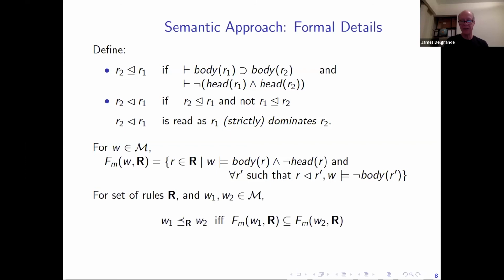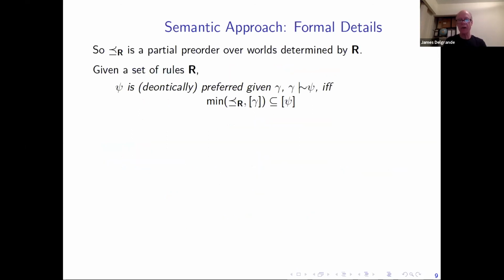So we collect these things, and then we just define our preference between worlds based on subset containment for these maximally falsified sets of rules. So that's it. That gives us our partial pre-order. And then we can, as usual, determine or define an inference relation. So gamma snake psi, just if the minimum gamma worlds are contained in psi worlds.